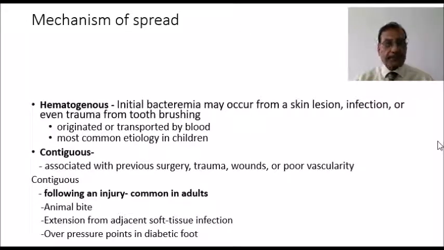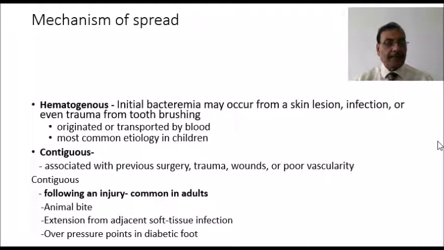How does it spread? We have seen the classification based on spread as well. One is hematogenous. How does it start? The initial bacteremia occurs from a simple infective lesion, could be the skin, could be a tooth, or a simple infection anywhere in the body. Once bacteria are dislodged from that area, they are transported by the blood, and this hematogenous route is the most common form of spread in children.